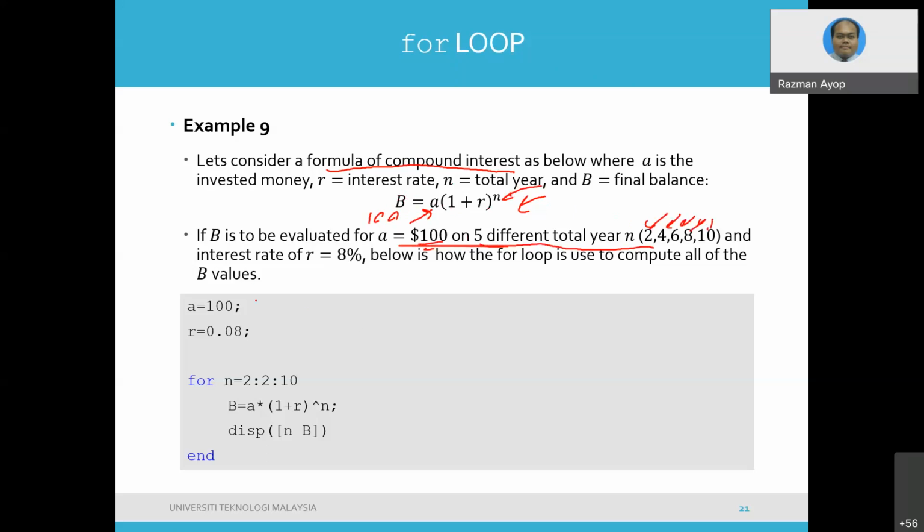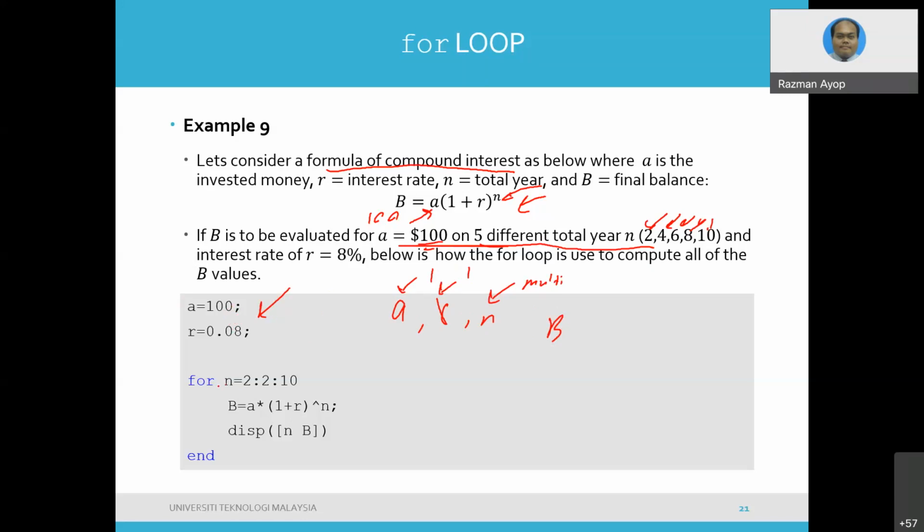So basically you have A, R, and N. A is only one parameter, R is only one parameter, but N is multiple. So you have to do repeated calculation of B multiple times. To do that, you have to list down first the ones that are not changing, and then you use for.